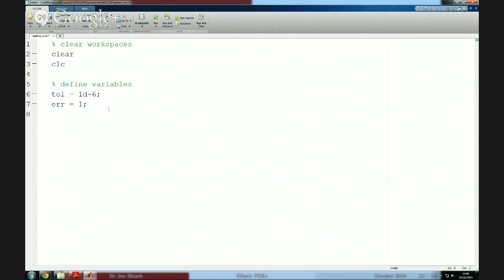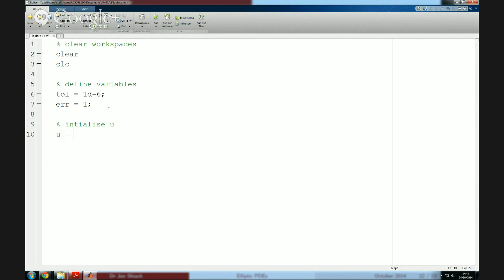So tolerance is my small number, error is my big one. What I'm going to have to do now is initialize U. U is going to be my matrix. I'm going to use the one from the notes. Normally I flip it upside down, but I won't in this case.